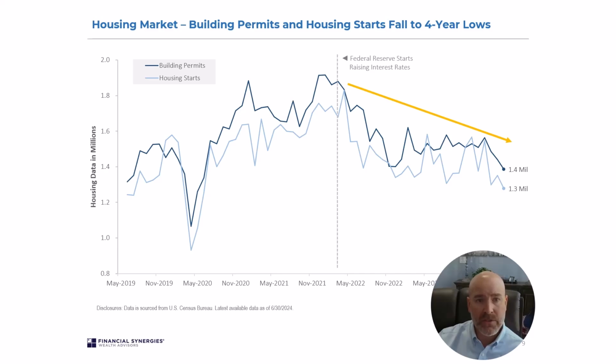A lack of existing home inventory for sale caused new home construction to stabilize in 2023, but the latest release showed housing starts and building permits both fell to 4-year lows in May of 2024. And so this is a continuation of the trend we've seen in early 2024 with residential construction slowing as mortgage rates remain high, and the slowdown provides evidence that the Fed's rate hikes are impacting interest rate sensitive industries. There's no question about it.